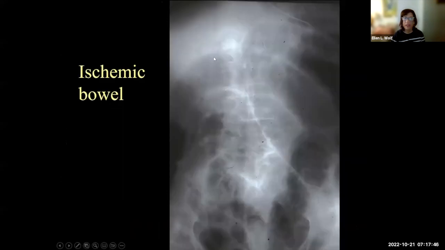This patient had lots of dilated bowel, many loops of markedly dilated small bowel, and a paucity of gas in the colon. However, this patient had ischemic bowel. They had an SMA embolus, with many loops of necrotic small bowel. So this patient did not have obstruction at all. They had an SMA embolus causing ischemic small bowel.